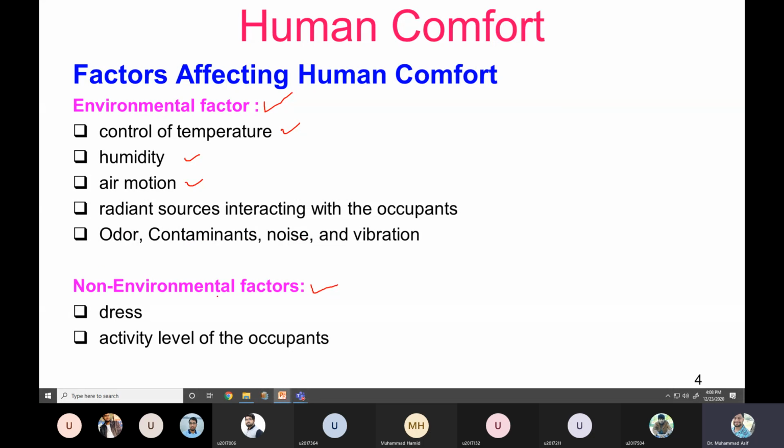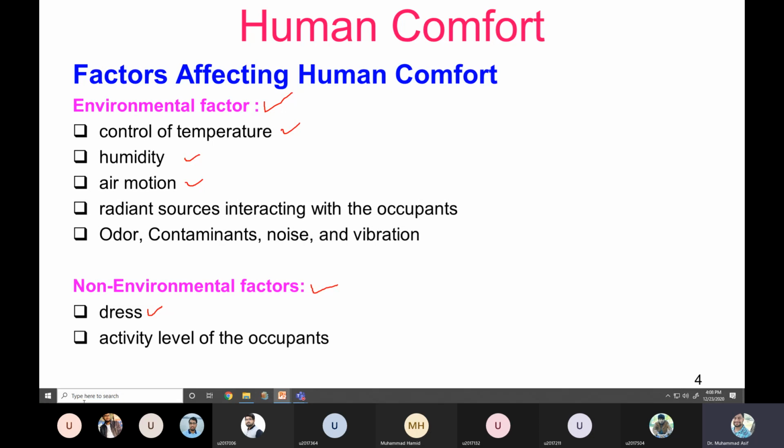And in non-environmental factors, you need to consider dress. Dress acts like an insulation. For example, during the winter, if the insulation is not proper, you may feel cold after some time. All of the energy generated by your metabolic rate can be lost to the environment. So there should be proper insulation to control the temperature of your body.